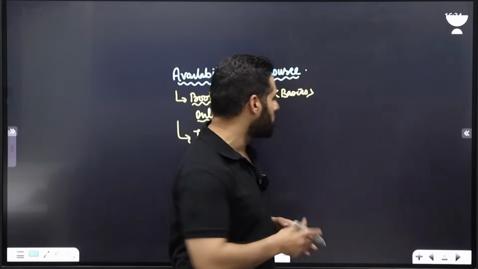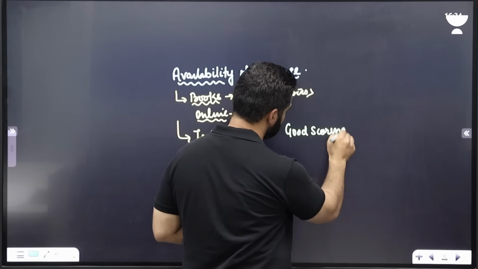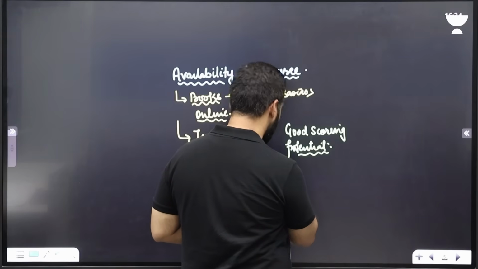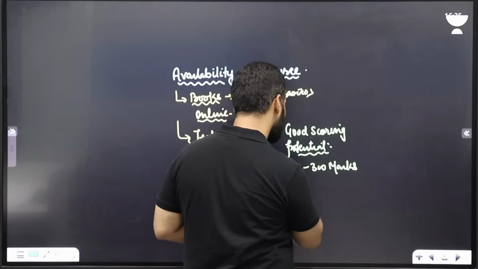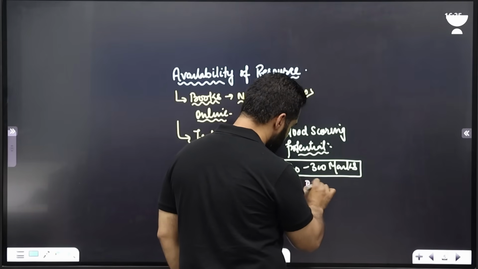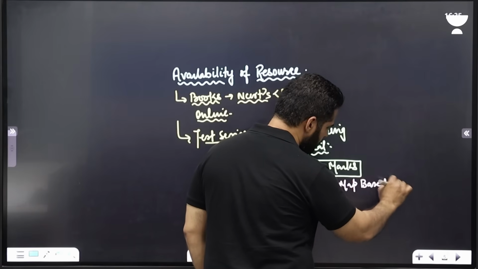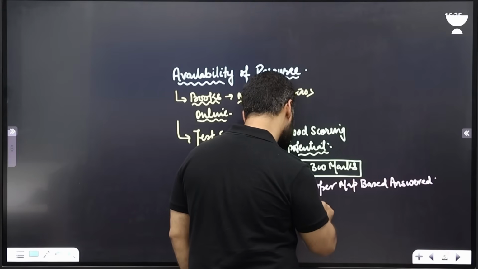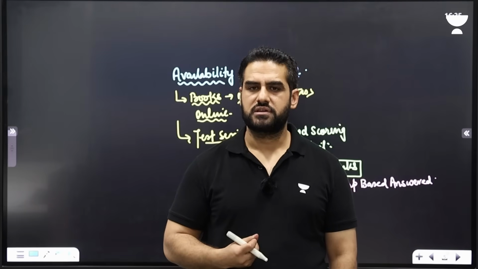Geography optional has a good scoring potential. One can easily score between 270 to 300 marks with proper map-based answers, well structured. One can outshine in the exam with this subject.